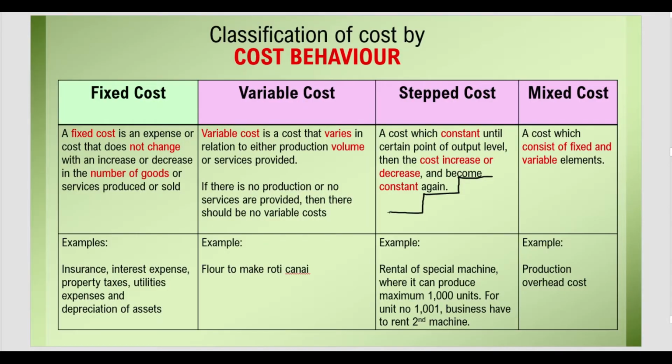Here, we can classify costs by several ways. First, we can classify costs by nature. This is where we will divide costs into direct and indirect, and we classify them based on material, labor, and expenses. Classification of costs by behavior.